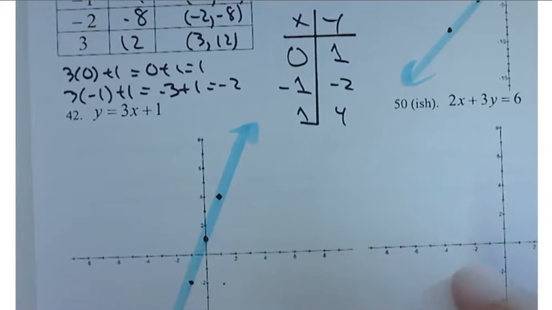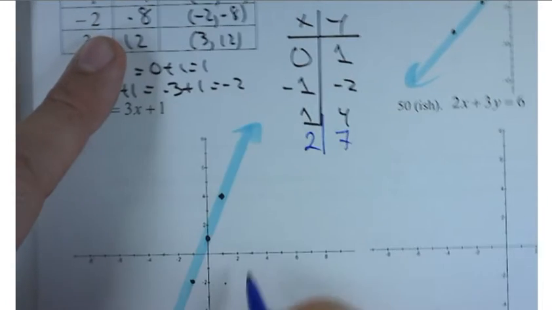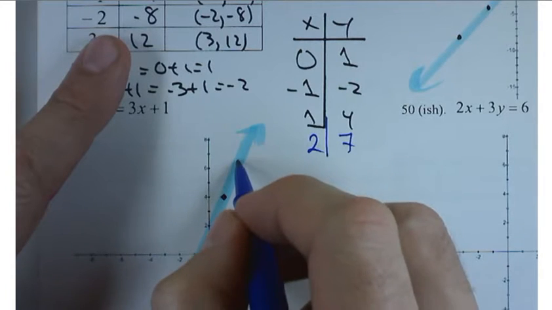Another point you could have chosen that would have been very easy would be x equal 2. If x equal 2, y is 7. 2 and 7 up here.